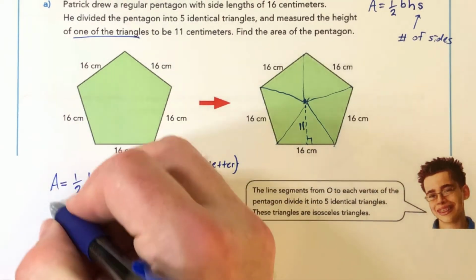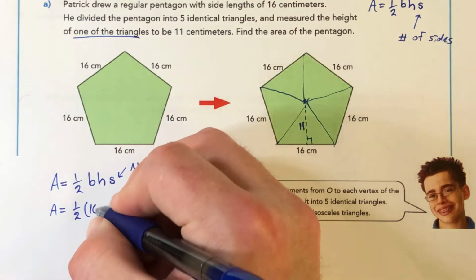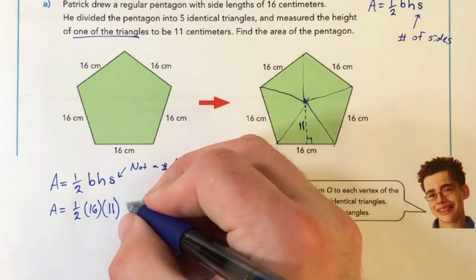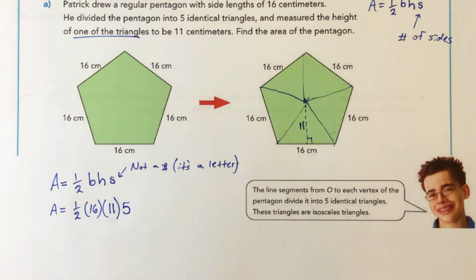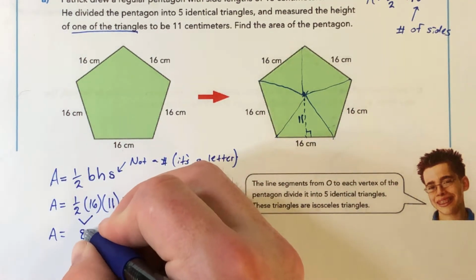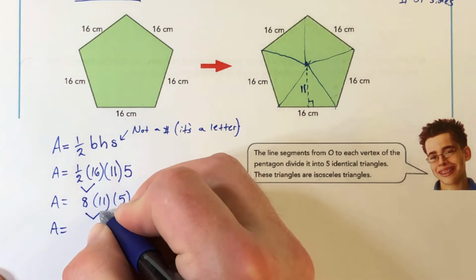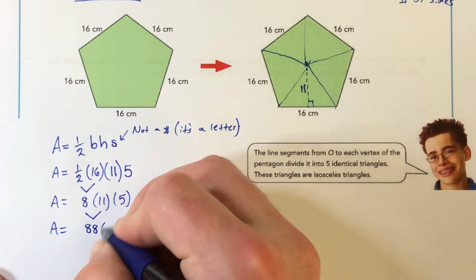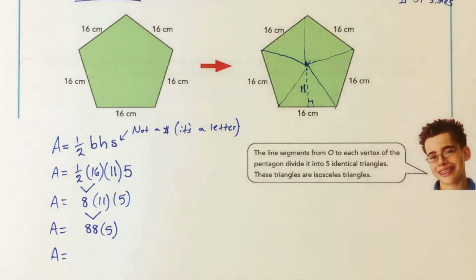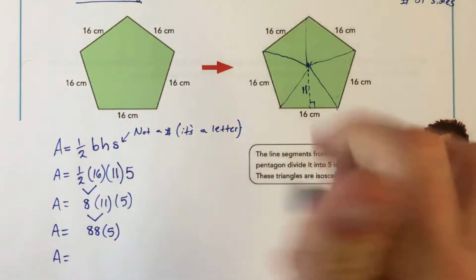All right, next step, substitute. So area equals 1/2 times the base of one of the triangles is 16. The height of one of the triangles is 11. How many sides are there? It's a pentagon, so it's got 5 sides. Next step, solve. So area equals 1/2 times 16 is 8. Next step, area equals 8 times 11 is 88. And last step, 88 times 5. We get 440.